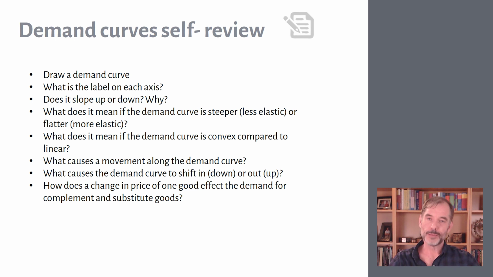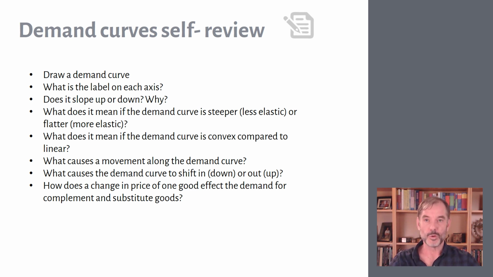So be able to draw a demand curve and know what is on each axis. Get that down: quantity on the horizontal axis, and price, cost, and so on on the vertical axis. Cost is in the supply curve, but it's the dollar figure on the vertical axis. Does it slope up or does it slope down? And be able to explain why. What does it mean if the demand curve is steeper, that is, less elastic or more inelastic? And what does it mean if it's flatter or more elastic? Describe that, explain what that means.